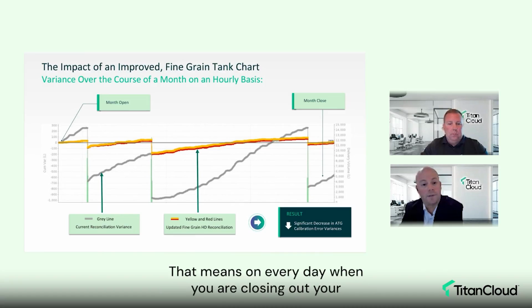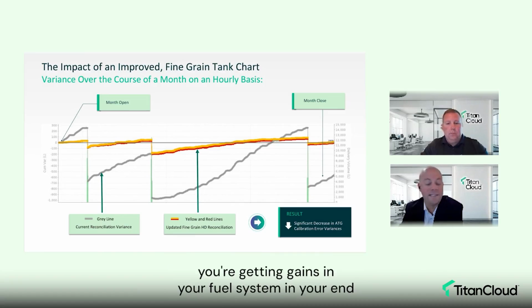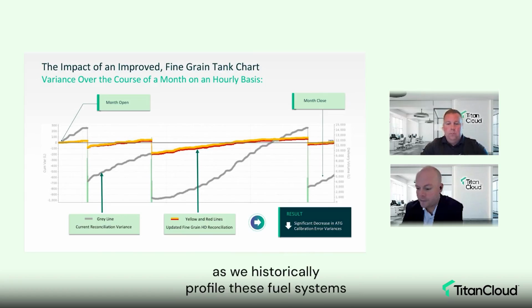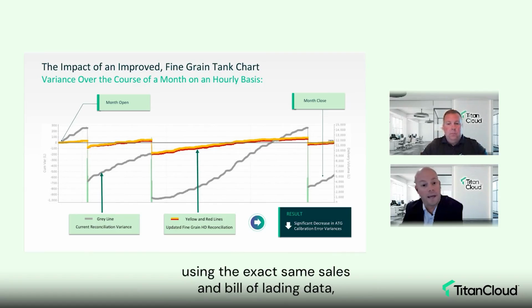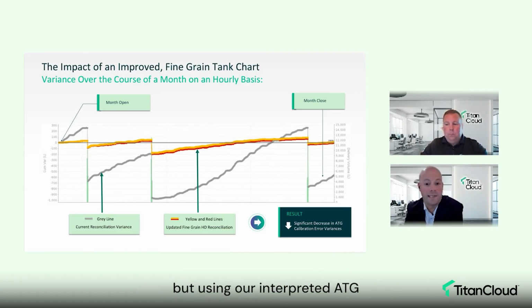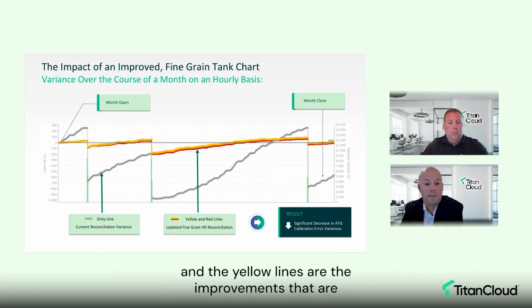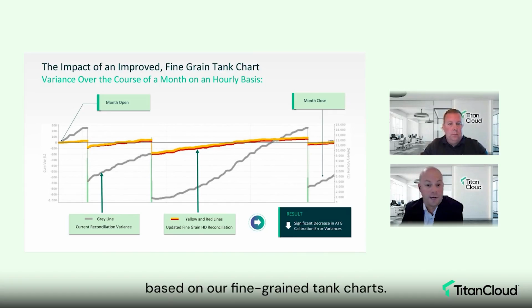That means on every day when you're closing out your readings, when you don't have a delivery, you're getting gains in your fuel system, in your end of day variance recordings. And then when you get deliveries, you're getting massive losses. And as we historically profile these fuel systems and update the tank charts, we can show you on the exact same plot and the exact same figures, using the exact same sales and bill of lading data, but using our interpreted ATG and our fine-grained tank charts, we can plot the same variances, but show you our improvements. And in this figure here, the red and yellow lines are the inventory variances based on our fine-grained tank charts.